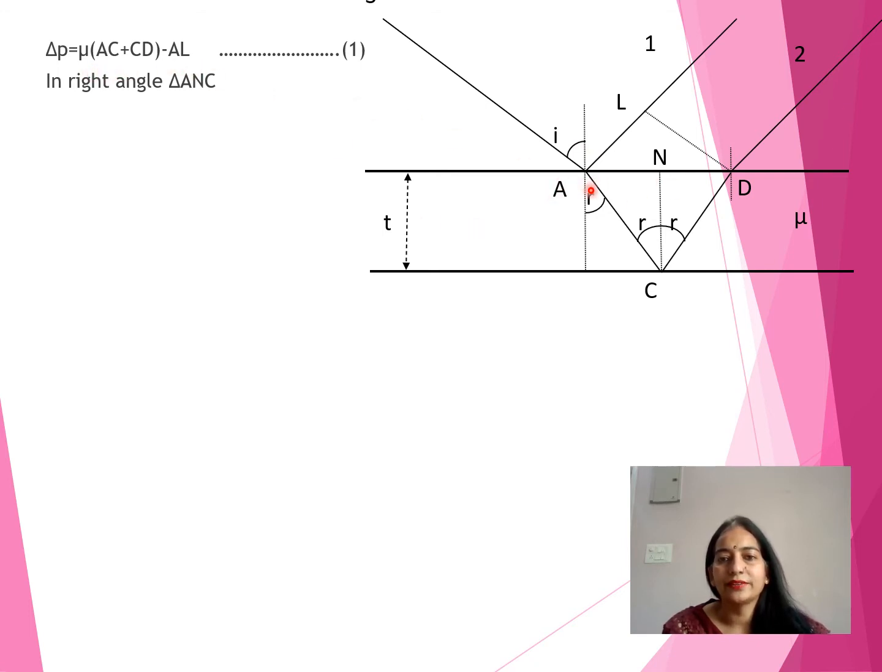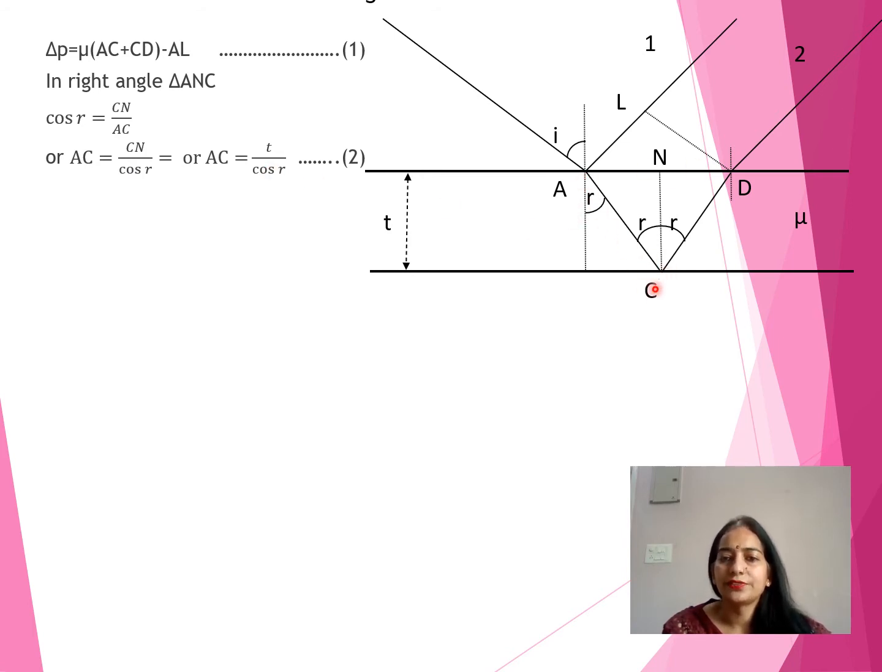So in right angle triangle ACN, we use cos r. Cos r equals CN upon AC, and CN is the thickness of the film. So AC equals CN upon cos r, or AC equals t upon cos r. So we find the value of AC.